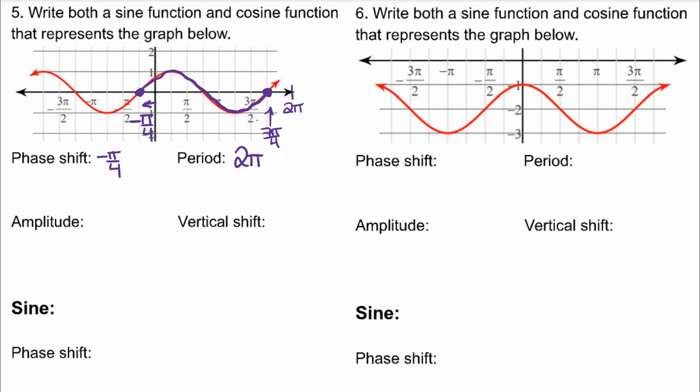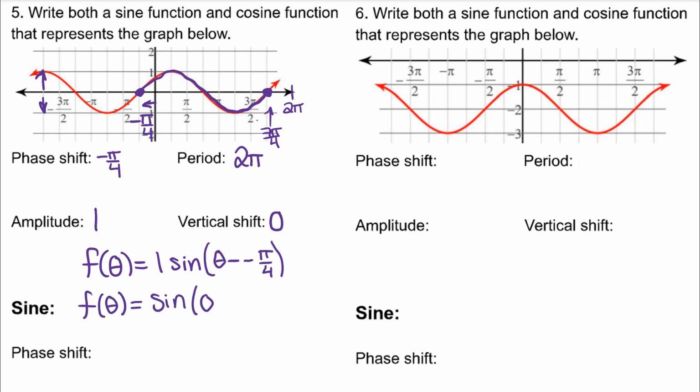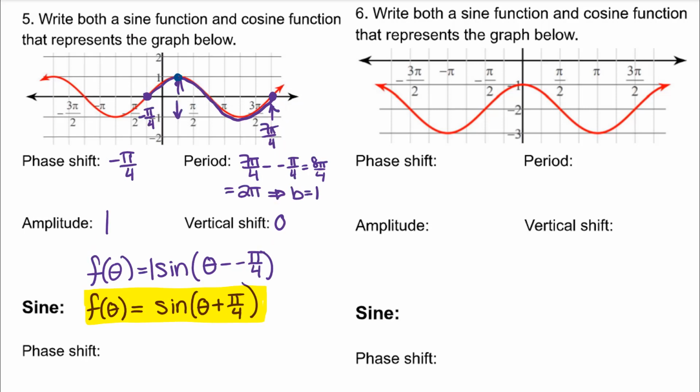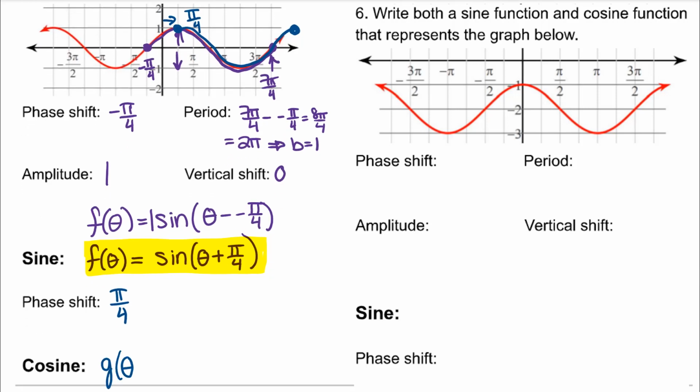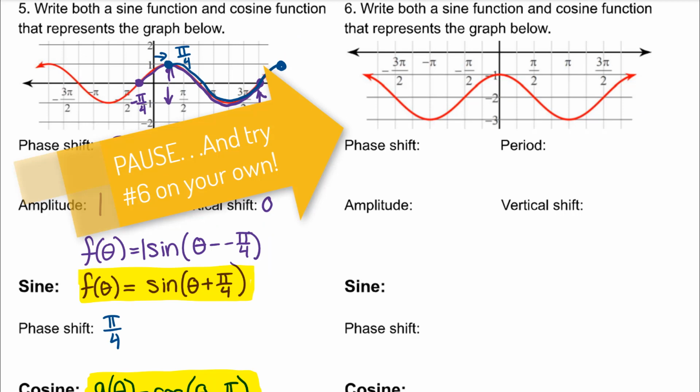The only thing that has changed from the parent function of sine is a phase shift of negative pi fourths. So your sine function will just be sine of theta plus pi fourths. Cosine could start at positive pi fourths, which makes your cosine function cosine of theta minus pi fourths. Now try number 6 on your own and press play to check.